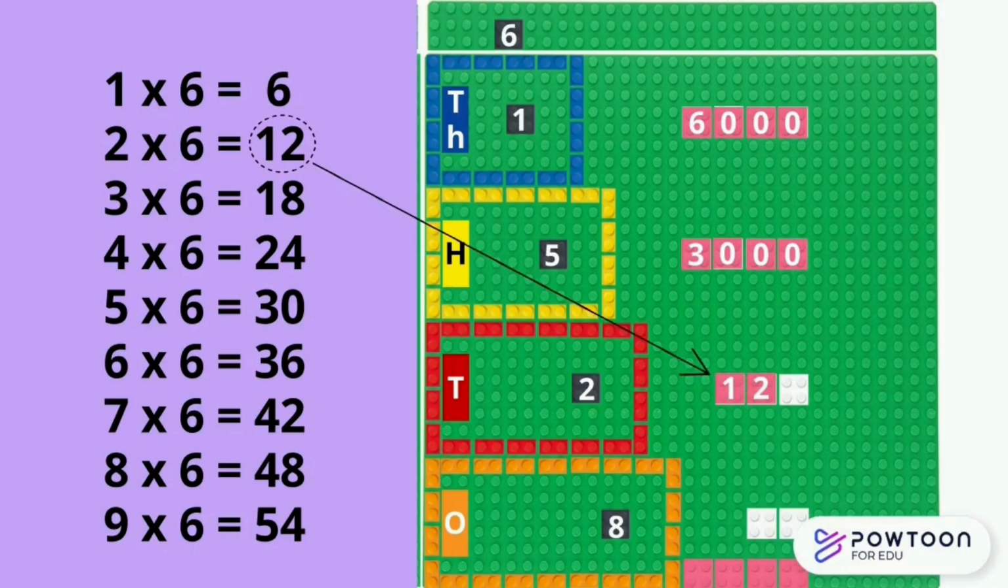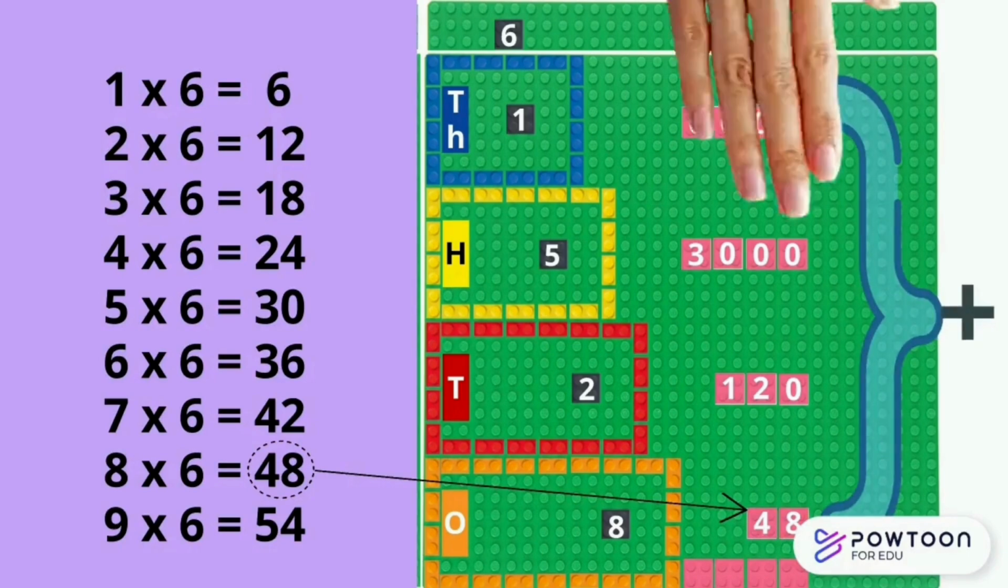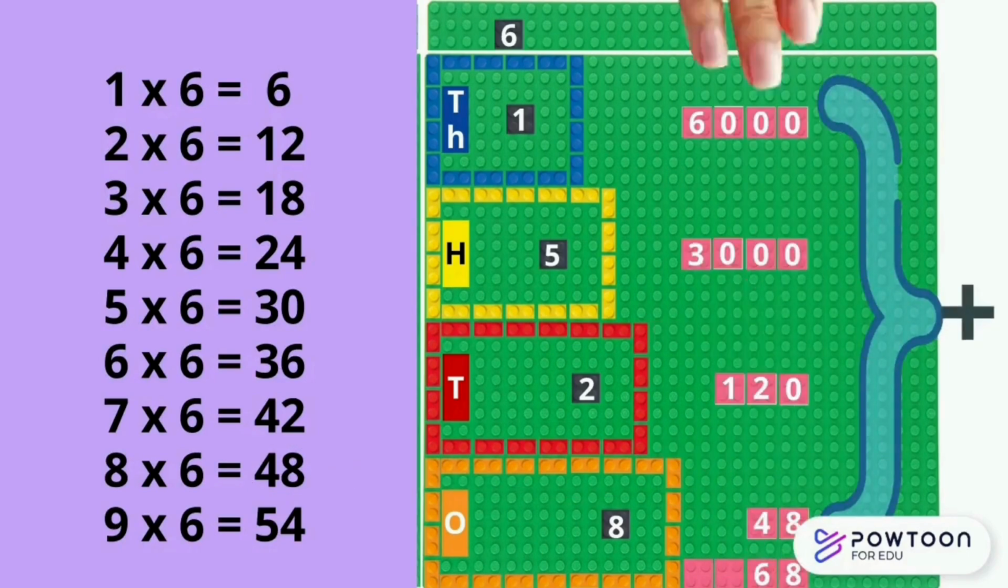There is 1 zero in 10. Then it becomes 120. Similarly, 8 times 6 is 48. There is no zero in 1. So, no need to add 0 to 48. From this method, we have to add up all the numbers outside of the stairs. Now, the last answer is 9168.